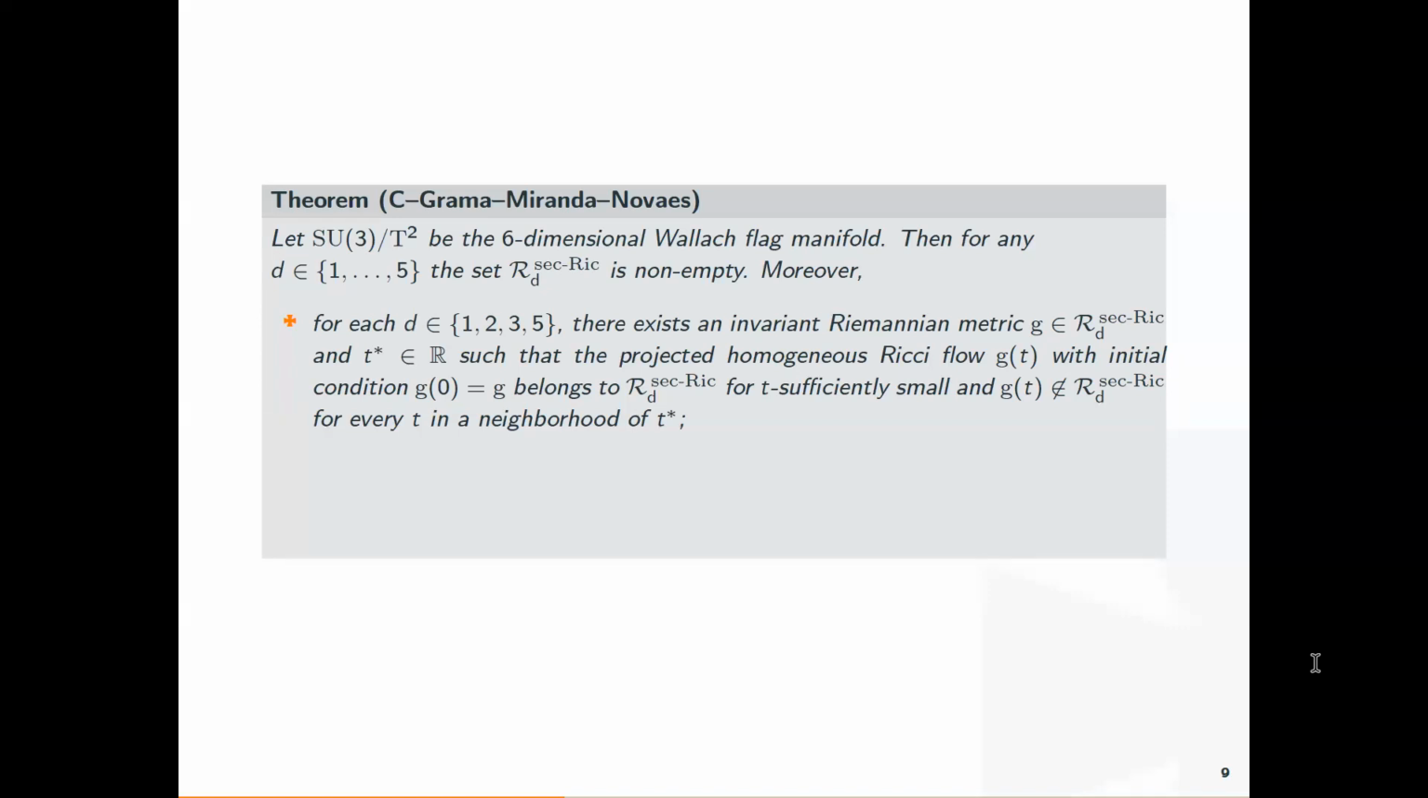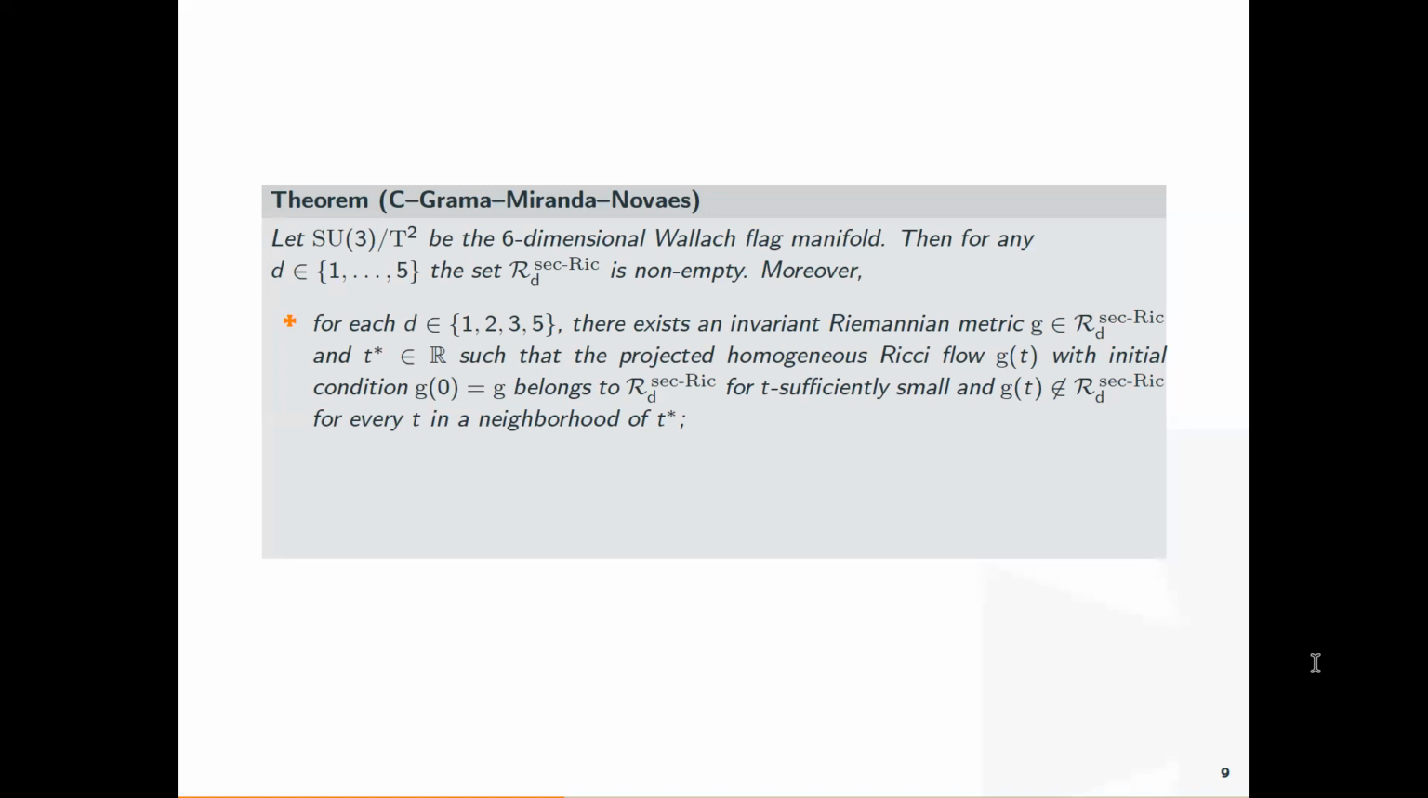properties. And moreover, we can pick a Riemannian metric belonging to the set, which is of course non-empty, such that the projected homogeneous Ricci flow, and I shall explain a bit what I mean by projected, with initial condition on this metric, belongs to the set. So for short time, the Ricci flow does not change the intermediate curvature, but for some t, the metric leaves the set of the metrics with positive intermediate curvature.